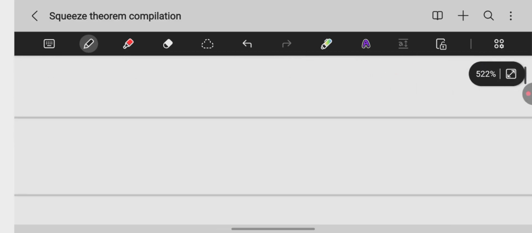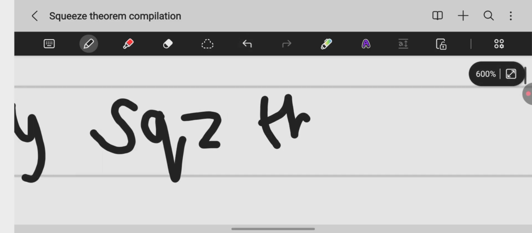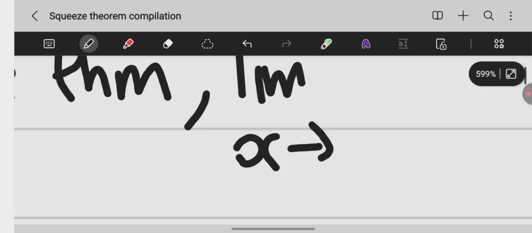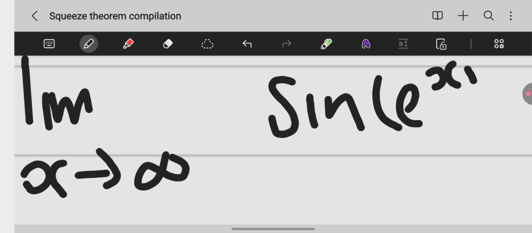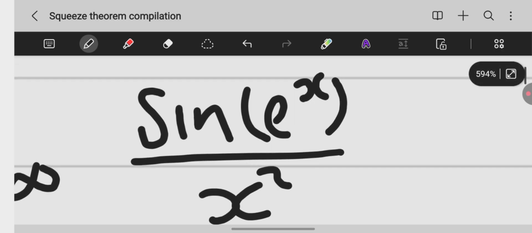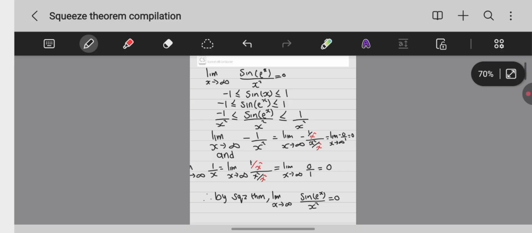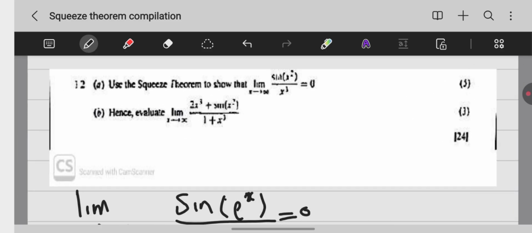And by default, or you can say therefore, by the squeeze theorem, the limit as x approaches infinity of sin(e^x) over x squared is also equal to 0. And that right there is your proof, and you would basically get your 3 marks. I think it's 5 marks. You would get your 5 marks, right?